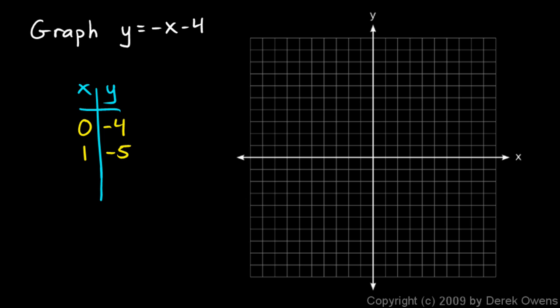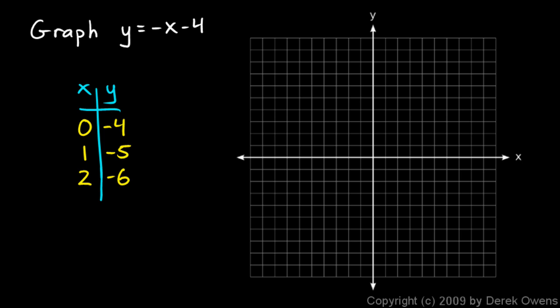And let's put in a 2 for x. If that's 2 right there, then we have 2 minus 4. And 2 minus 4 is negative 2. So there we have 3 ordered pairs. That's plenty. Let's graph them. 0, negative 4. Where is that point on my xy plane? Well, if x is 0, that means we don't go to the left and right any.